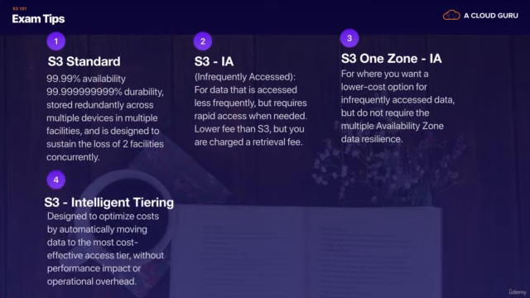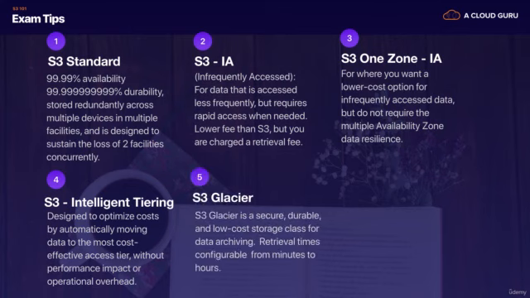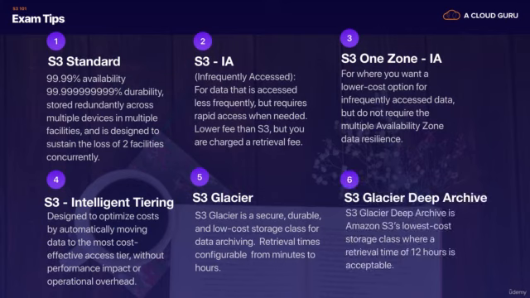We then have S3 Intelligent Tiering, and this is basically using machine learning, and it will move objects around the different tiers of S3 to maximize your cost savings. We then have S3 Glacier. This is for data archival, and you can configure your retrieval times. It can be anywhere from minutes to hours. And then if you want the lowest cost storage available, then you want S3 Glacier Deep Archive. This is Amazon's lowest cost storage class, where a retrieval time of 12 hours is acceptable.